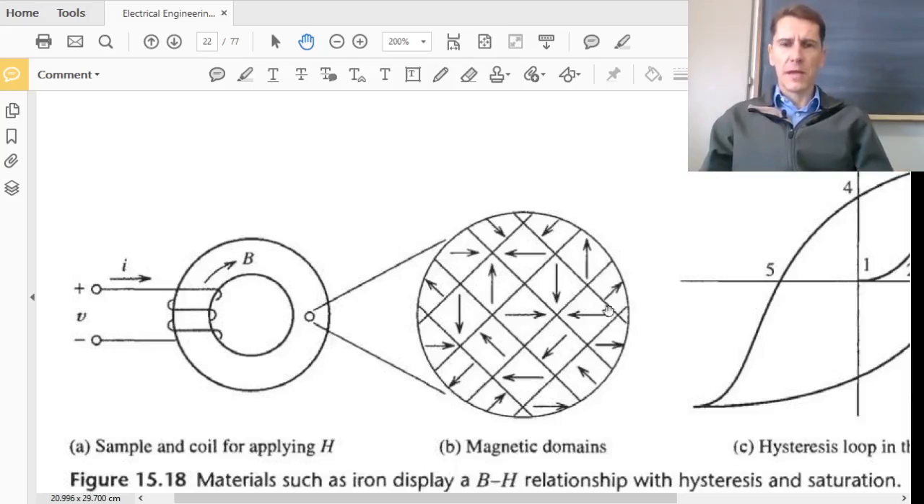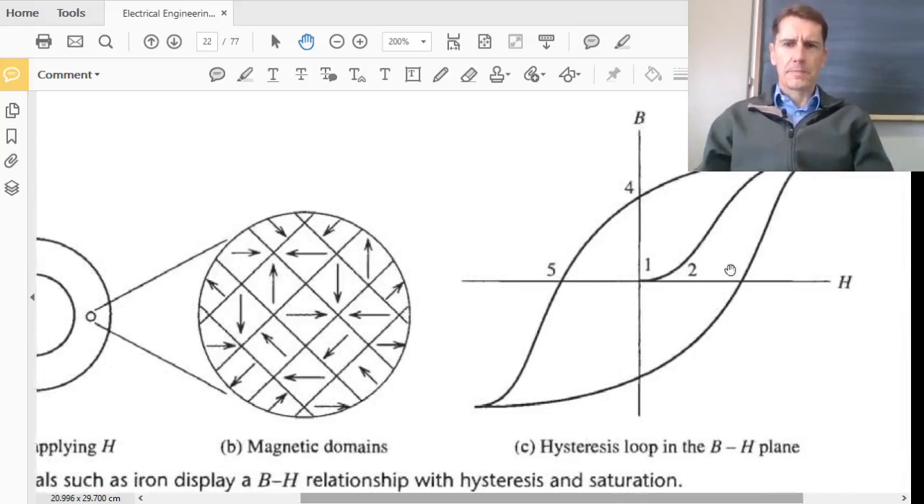Between the domains, they're all pointing in their own directions, which effectively causes a net result of 0 in the magnetic material, unless we apply an external force, our coil with a current, that forces these domains to start looking in one direction. That would be the same as standing in front of a crowd and telling everybody, okay, look right, look left, forcing them to look in a direction.